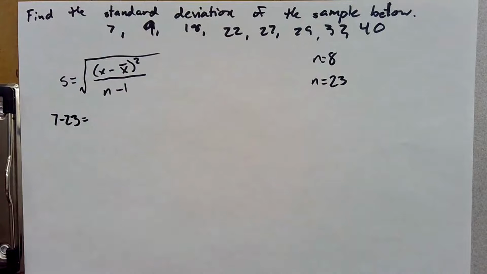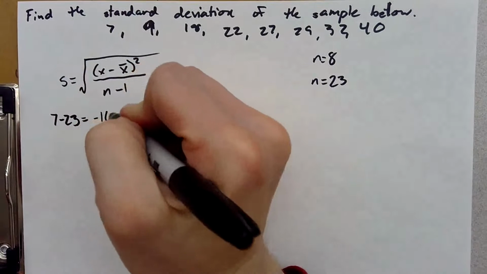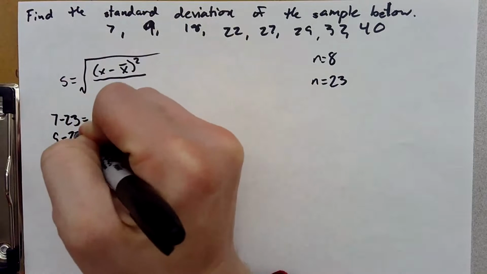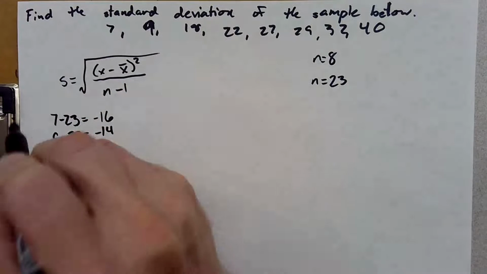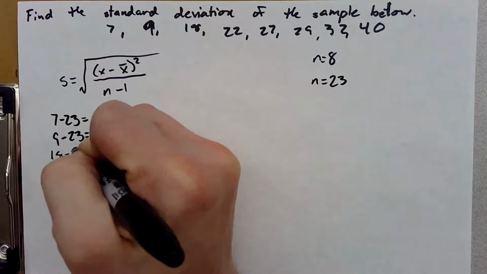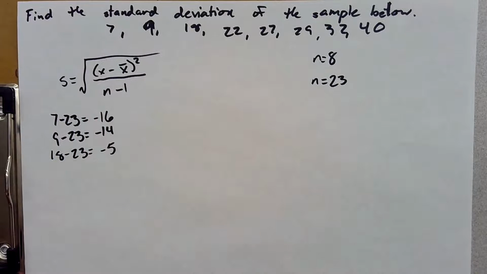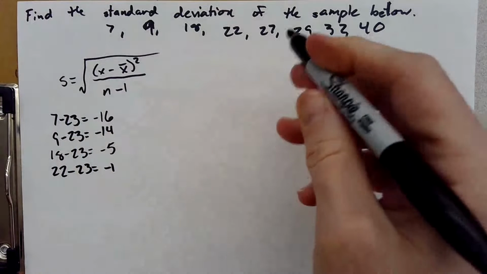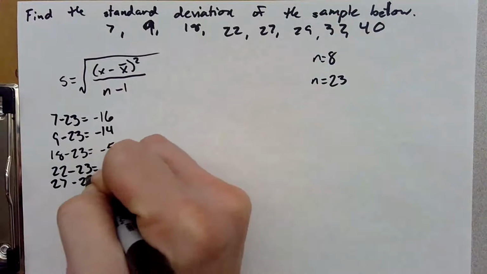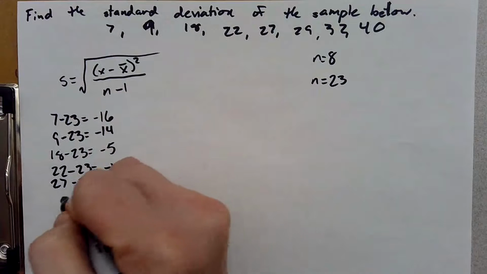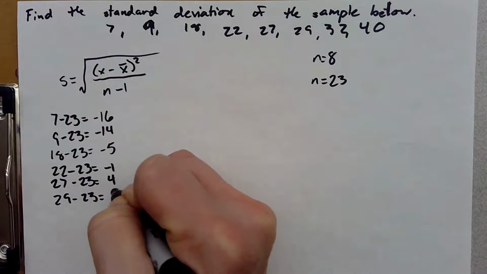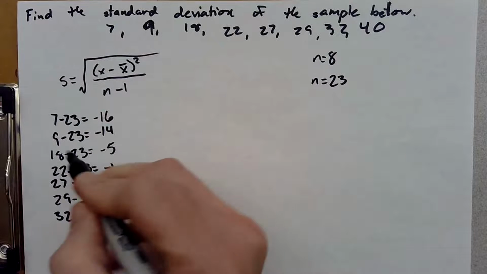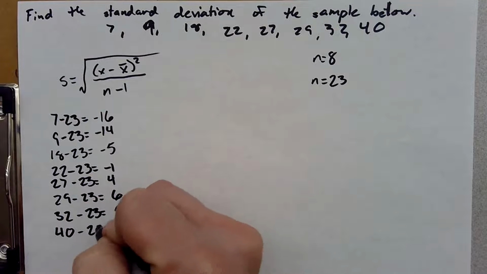gives us negative 16. 9 minus 23 is negative 14. 18 minus 23 is negative 5. 22 minus 23 is negative 1. 27 minus 23 is 4. 29 minus 23 is 6. 32 minus 23 is 9. 40 minus 23 is 17.